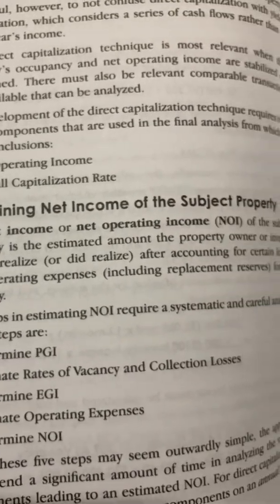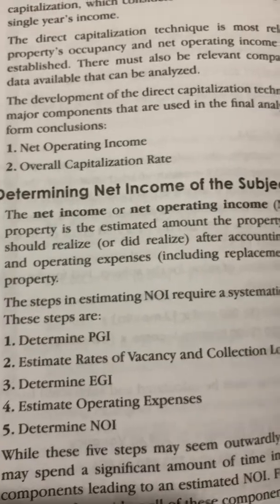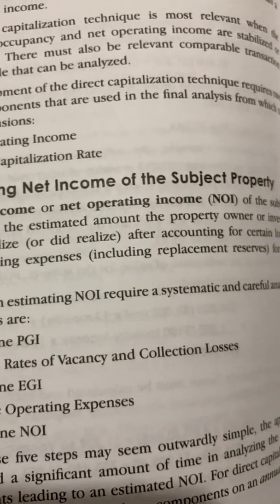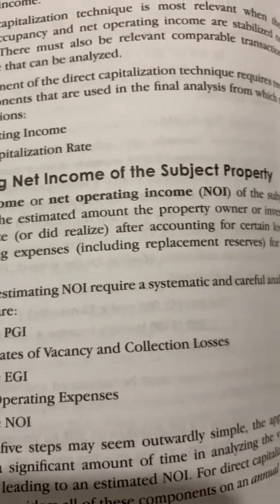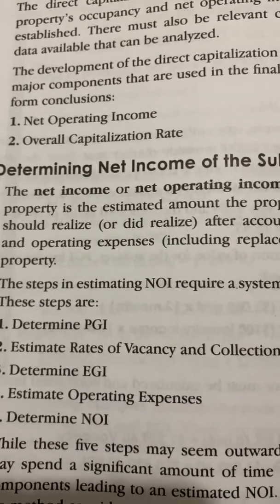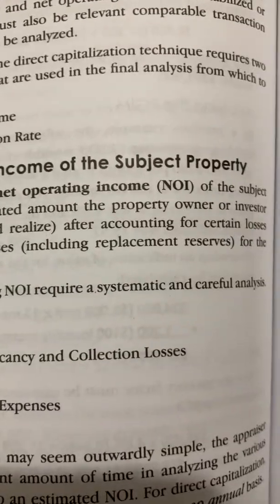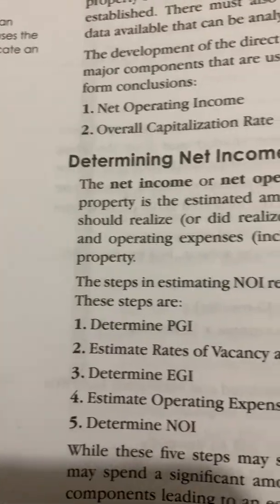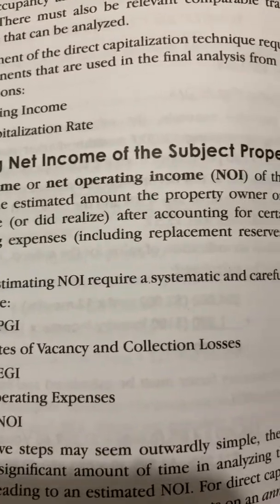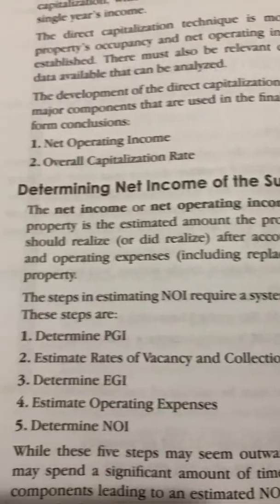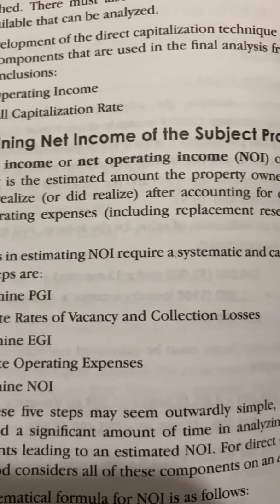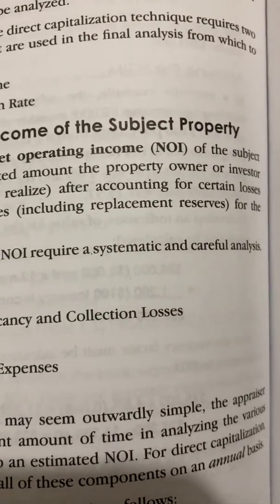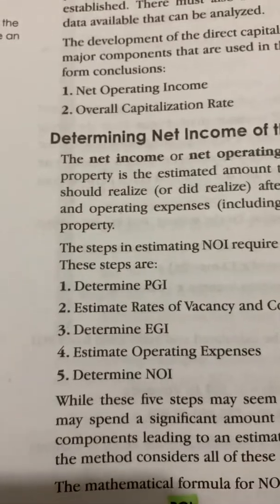Determining net income of the subject property. The net income, or net operating income, NOI, of the subject property is the estimated amount the property owner or investor should realize, or did realize, after accounting for certain losses and operating expenses, including replacement reserves for the property. The steps in estimating net operating income require a systematic and careful analysis.